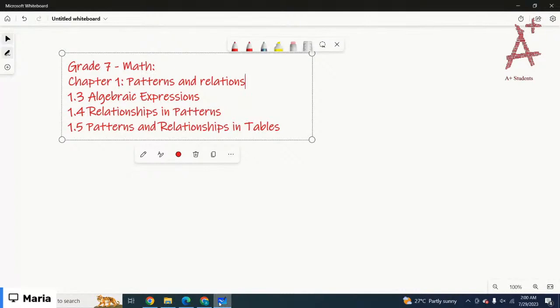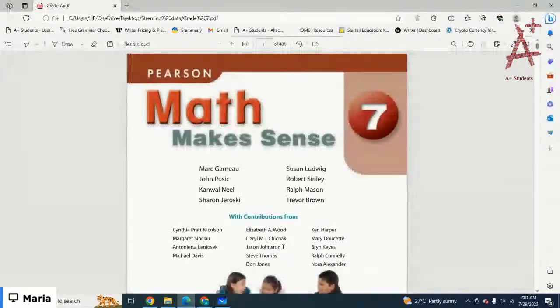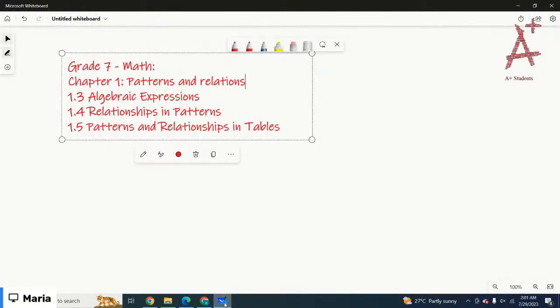So today we're going to start with the chapter. We're working on the book Grade 7 Pearson Math Makes Sense. So we're working on chapter 1, that is patterns and relations. And the lessons we're going to cover today are 1.3 algebraic expressions, 1.4 relationships and patterns, and 1.5 patterns and relationships in tables. So let's just start with the first lesson.